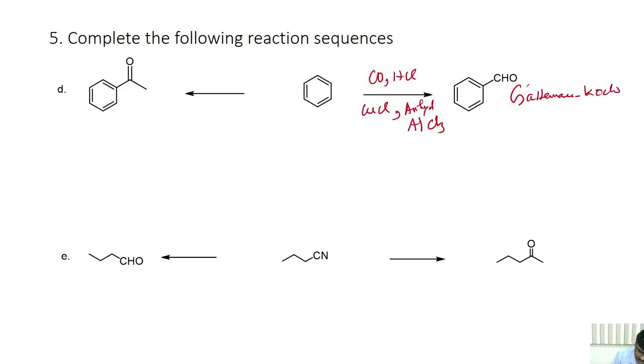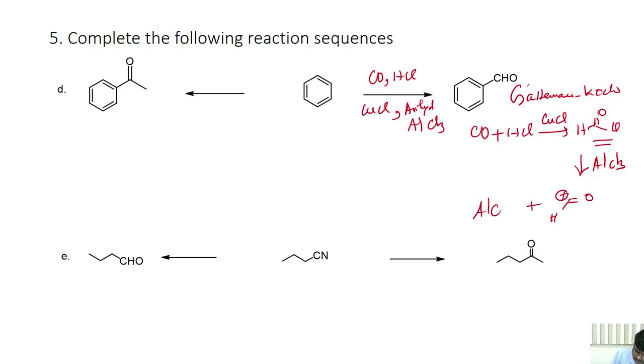In this reaction, the copper chloride helps to form formyl chloride. Carbon monoxide reacts with hydrochloric acid in the presence of copper 1 chloride to give the formyl chloride. Once you form this one, this can react with anhydrous aluminum chloride to give acyl carbocation, which acts as electrophile, which can undergo reaction with the aromatic ring through aromatic electrophilic substitution to give benzaldehyde as the product.